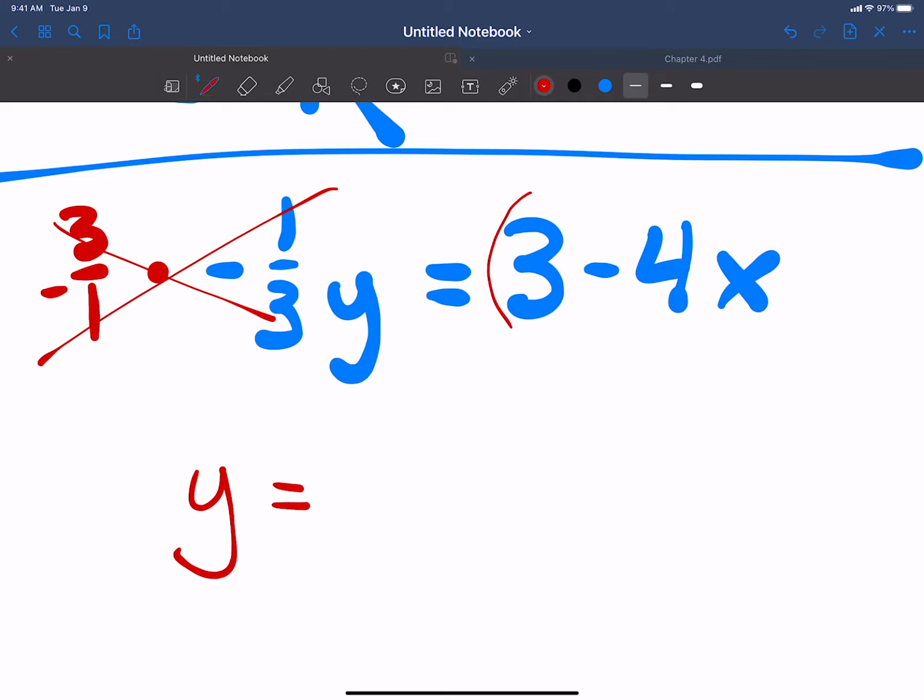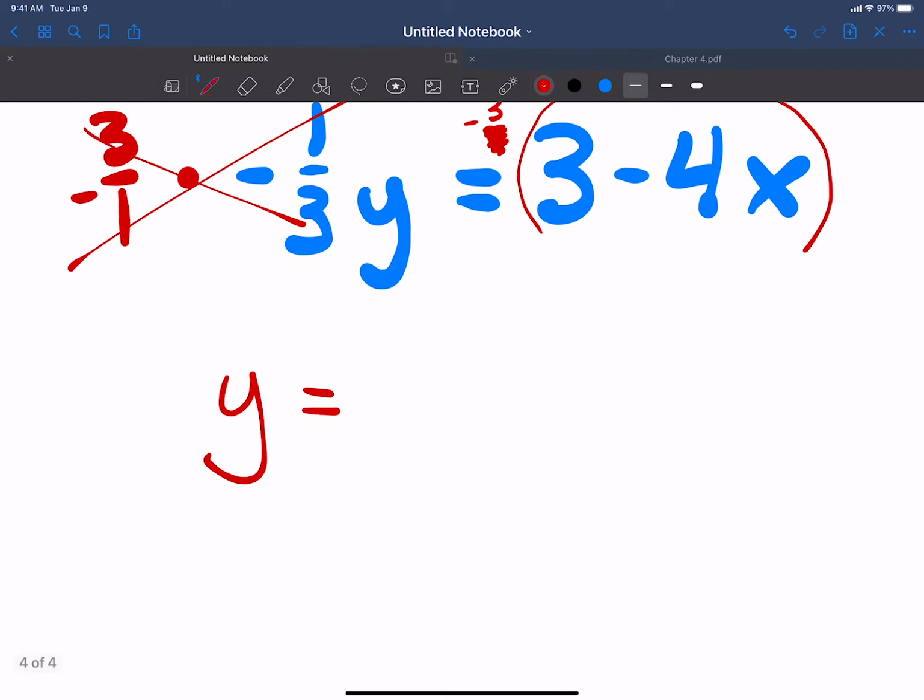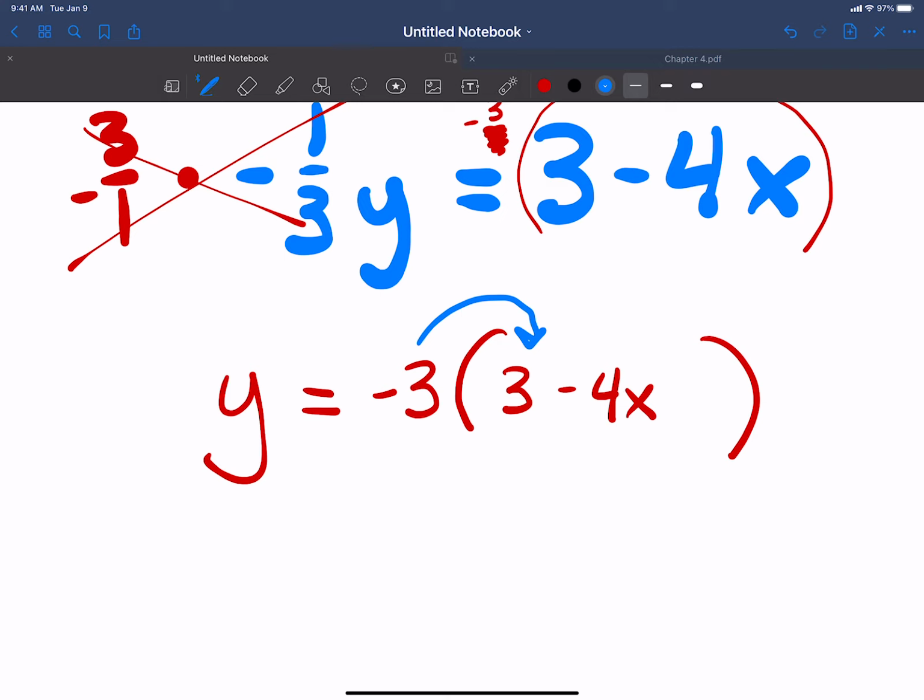I'm multiplying the whole thing by negative 3 over 1, okay? Negative 3 over 1 is just negative 3. You guys okay with that if I just say it's negative 3? So here's how I'm going to rewrite it. Negative 3 times the whole thing. That's just a distributive property problem, guys. Negative 3 times 3, negative 9. Negative 3 times negative 4x, positive 12x.